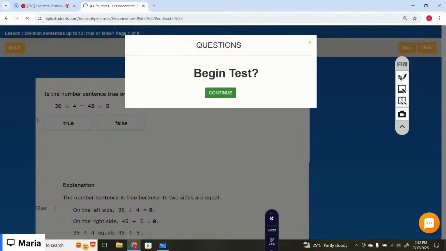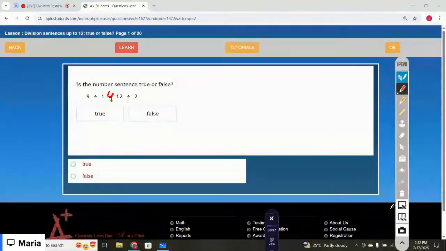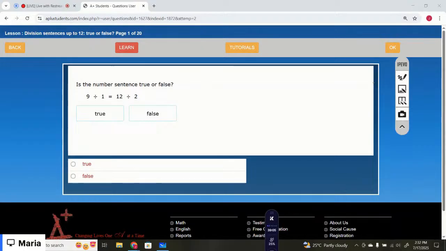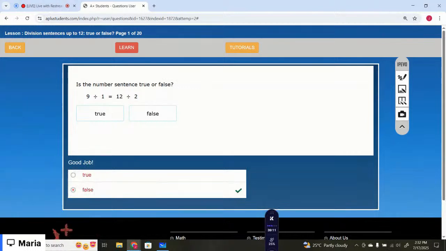Is the number sentence true or false? 9 divided by 1 equals 12 divided by 2. So 9 divided by 1 is 9 and 12 divided by 2 is 6, because 2 times 6 is 12. So 9 is not equal to 6. So that is false. Option number 2 is the correct option. That is false because both sides are not equal. So false it is.